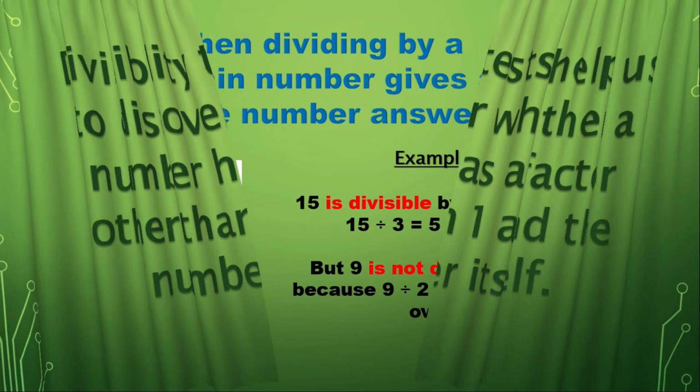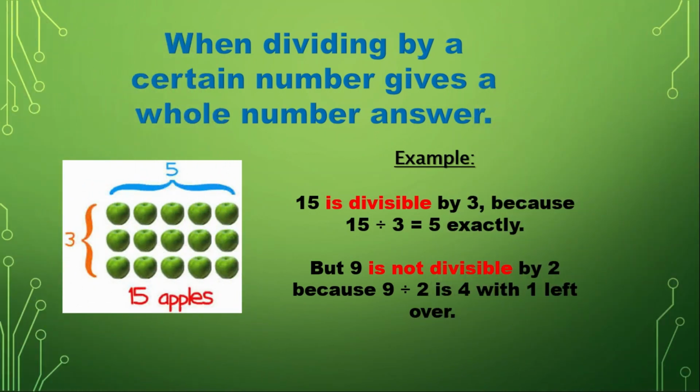As you can see, when we divide a certain number, we will have a whole number as an answer. If we are getting a whole number as an answer without any remainder, that means that particular number is divisible by that number.